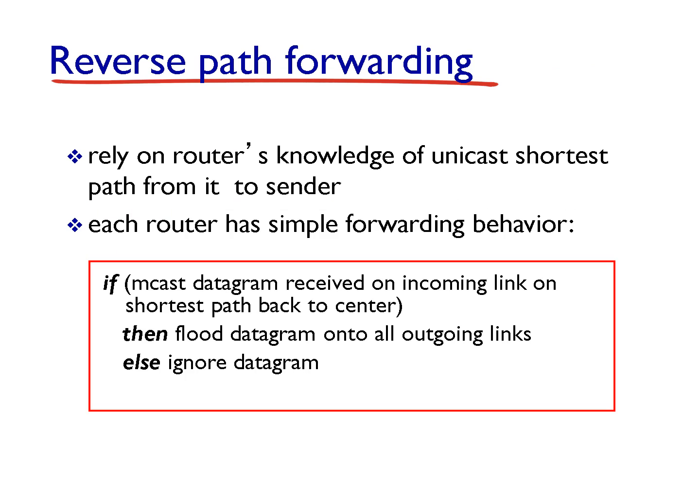In case of source based tree, reverse path forwarding is the algorithm used. The algorithm is given here. Whenever a member in the multicast group receives a datagram packet, it will propagate or flood the datagram into all its outgoing links. If it is not a member, then the datagram will be ignored by that member. That is what the algorithm says.